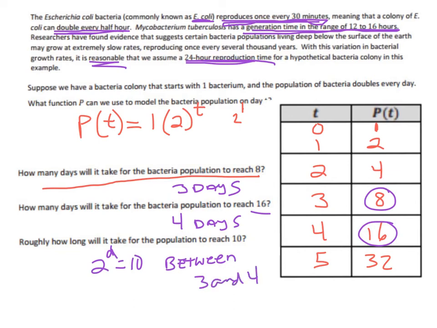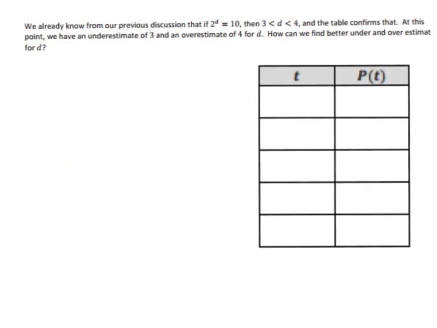Okay, so let's keep this process going with this problem. We have basically a discussion right now. We know 2^d is somewhere between 3 and 4. It's called an underestimate of 3 and an overestimate of 4, meaning I know I'm under a little bit by 3 and I'm over a little bit by 4. So how can we better estimate this? Well, we know it's between 3 and 4, so why don't we go to the nearest tenth? Let's go a little bit bigger.